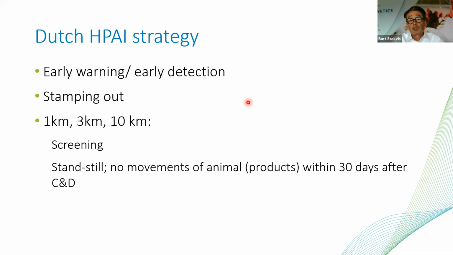When there is a farm positive, the animals are killed and removed, and most of the time, also in the 1 kilometer zone, the farm is emptied and killed. In the 3 kilometer zone and 10 kilometer zone, there is a screening. We take blood samples, we take trachea swabs, and we take cloaca swabs. And there is a standstill.